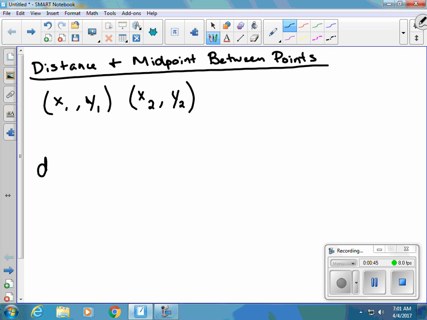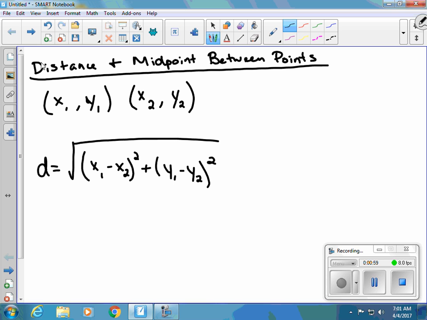then our distance between those points is the square root of x1 minus x2 squared plus y1 minus y2 squared, and that's all underneath the square root. Now, realistically, it does not matter whether you pick x1 to go first or x2.